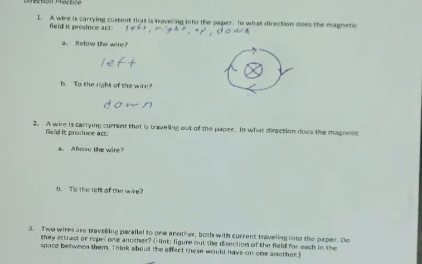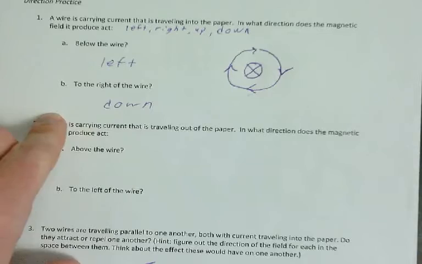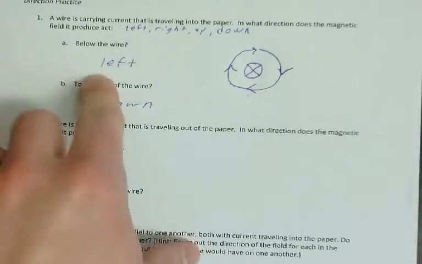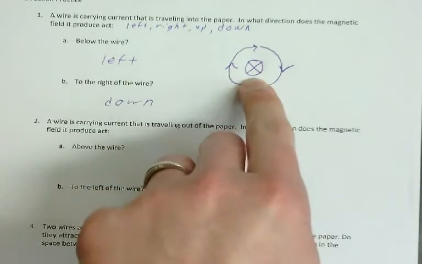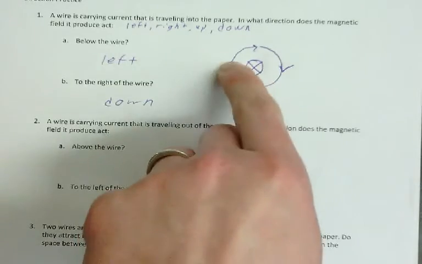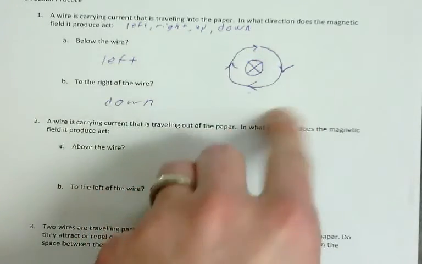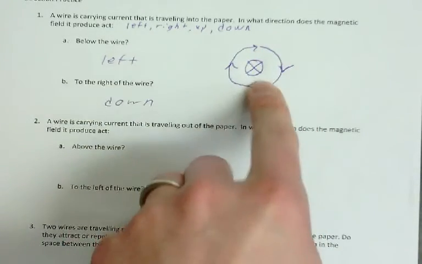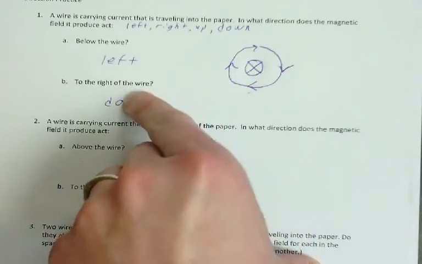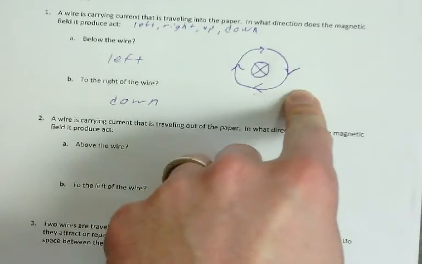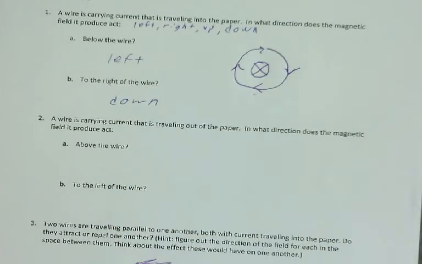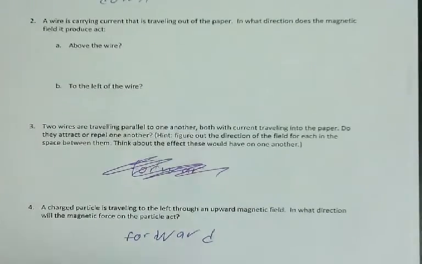Okay, if it's specific about the direction above, below, left, right, or whatever on the wire, this is how you would set it up. You would draw the current going in. The field is clockwise. So I look and say, below the wire, clockwise is left. To the right of the wire, clockwise is down. I want you to try 2, and then we'll talk about 3.